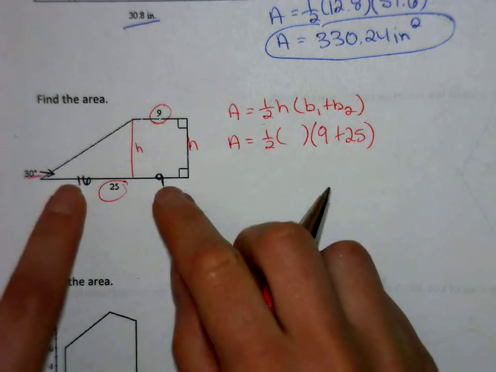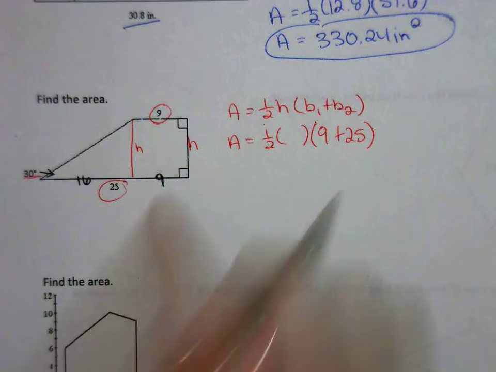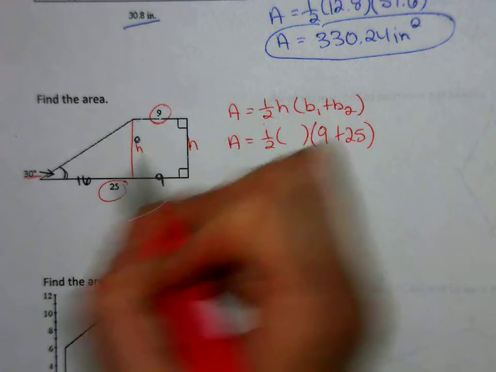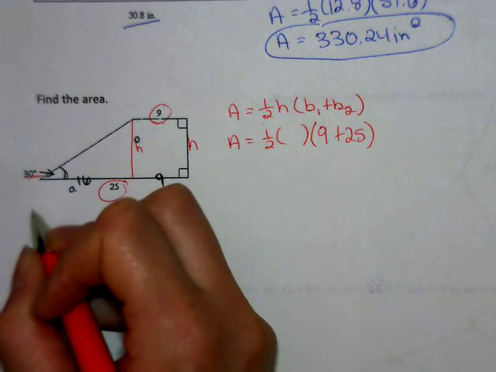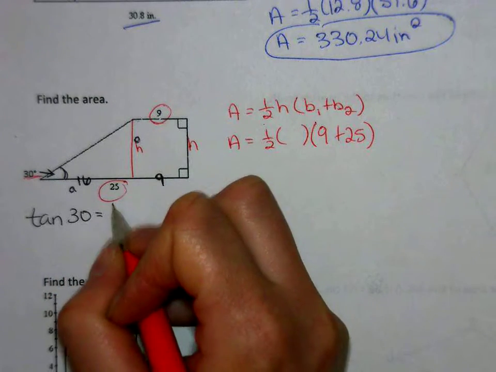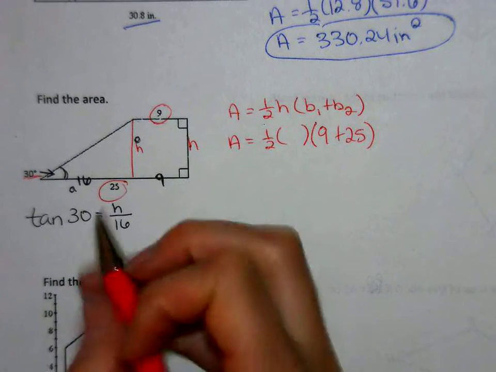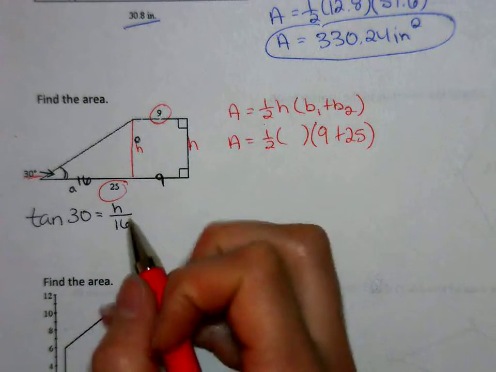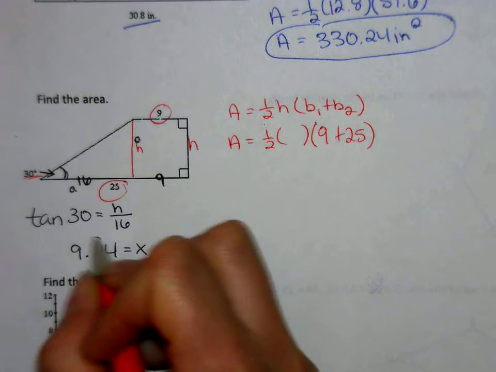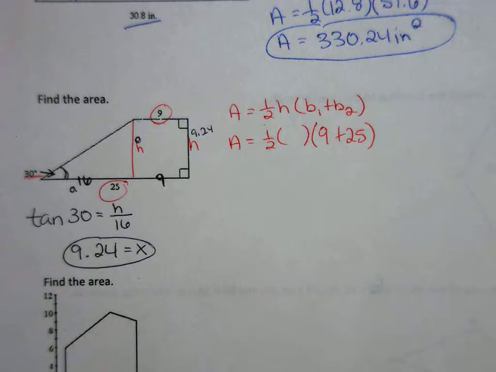So here, using our trigonometry, if this is our degree, we are working with the opposite side and the adjacent. So that means we're working with the tangent, because it's opposite over adjacent, of 30. Opposite side on top, adjacent on the bottom. So when we multiply this out, tangent of 30, we end up with x is 9.24. So that means our height is 9.24. So now we can plug that into our formula and then continue to solve.